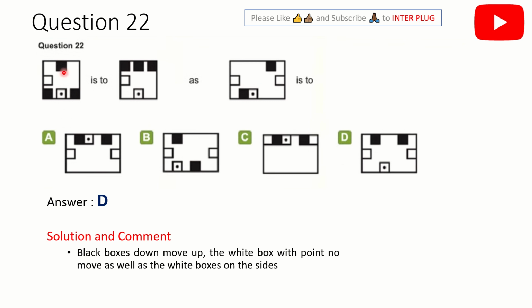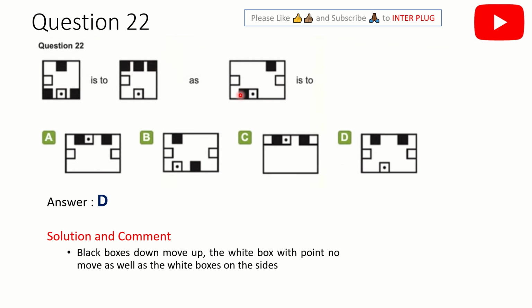Question 22, we have another transformation question. This transforms to this. So we need to establish the changes in the first transformation and apply them here. We start with the obvious one. The white box with the dot inside stays. The box on the left stays in its position. The two black boxes down move up, and the black box up stays up. So it's only black boxes from down that go up.